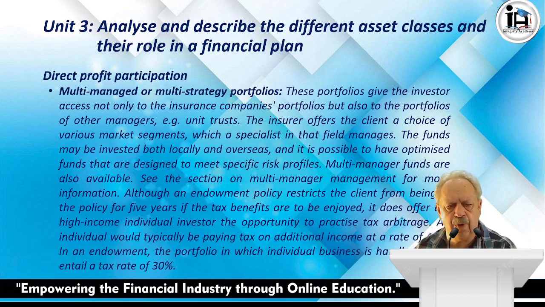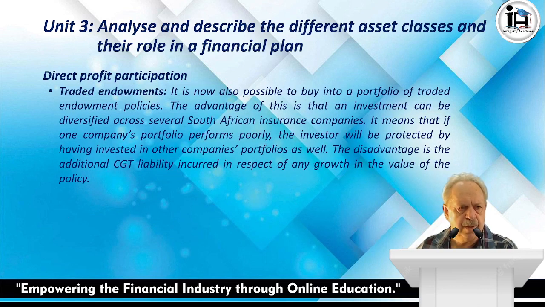Although an endowment policy restricts the client from being in the policy for 5 years, if the tax benefits are to be enjoyed, it does offer the high-income individual investor the opportunity to practice tax arbitrage. An individual would typically be paying tax on an additional income, let's say at a rate of 40%. In an endowment, the portfolio in which the individual business is handled would then only be taxed at 30%.